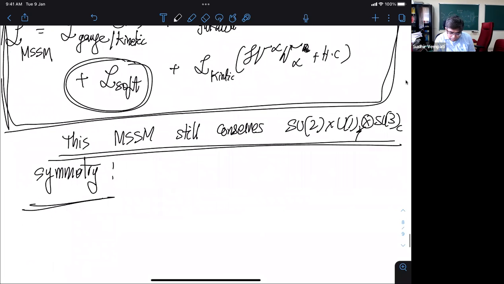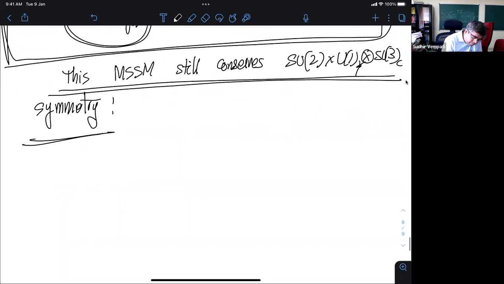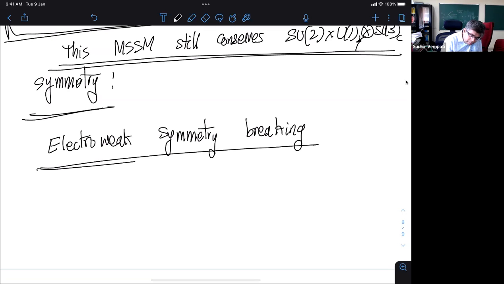Okay, so now let's do how to break. Still this MSSM is not complete because we have not incorporated electroweak symmetry breaking. Okay, so let's do that essentially. So we want to do electroweak symmetry breaking. Any questions before I proceed to electroweak symmetry breaking?